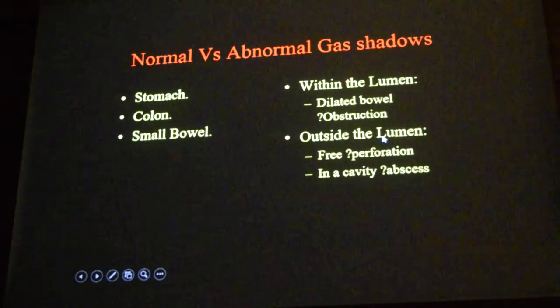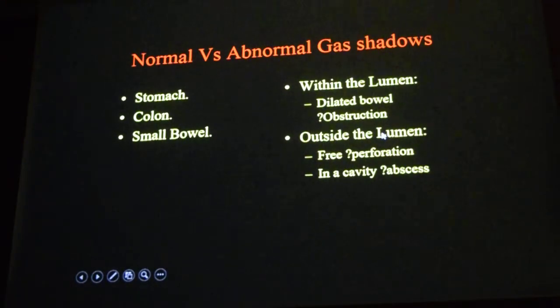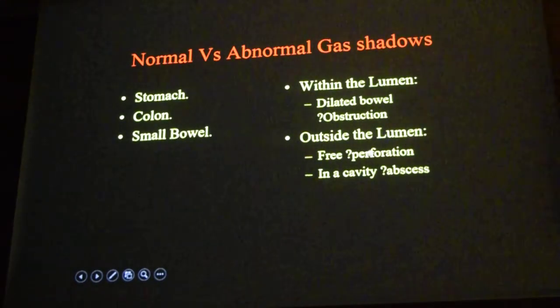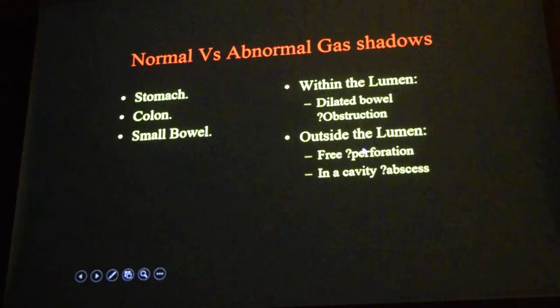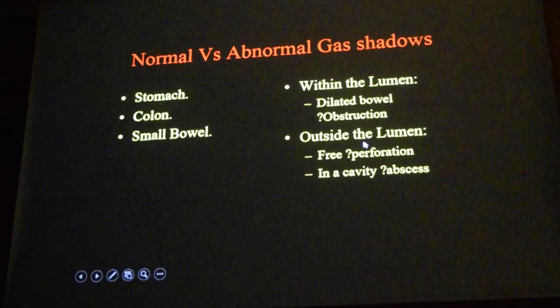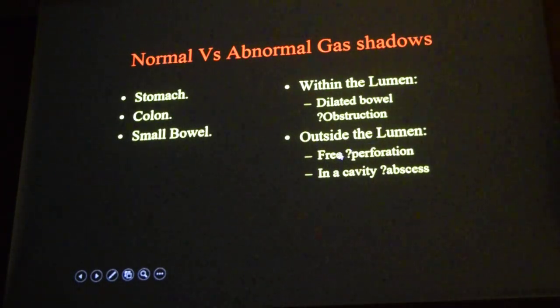And if the gas or air shadow is outside the bowel, what does this mean? Perforation means peritonitis. There is some hollow viscus which has perforated, and the air has come out into the peritoneal cavity following that perforation. You can also see an abscess, which sometimes has an air-fluid level. So you will have a fluid level below and an air shadow above the abscess.